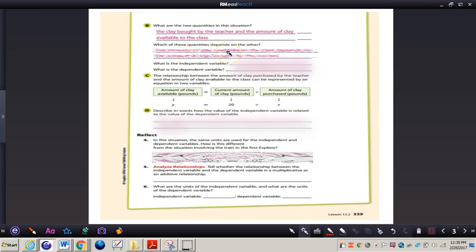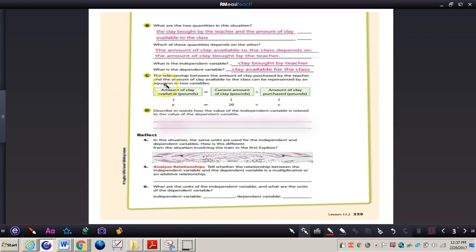let's see which of these quantities depends on the other. The amount of clay available to the class depends on the amount of clay bought by the teacher. So we would say the amount of clay available to the class is the dependent variable, and the amount of clay bought by the teacher is the independent variable. And you can see those two questions are answered. What is the independent variable? Clay bought by the teacher. We always knew that there was always 20 pounds of clay from the beginning. Now, what was the dependent variable? Clay available for the class.